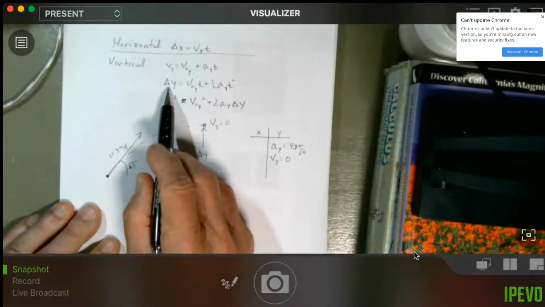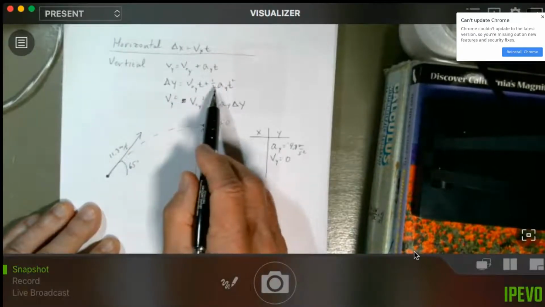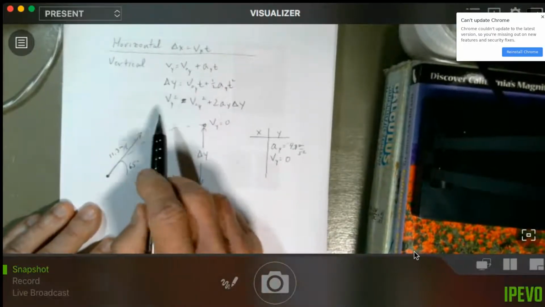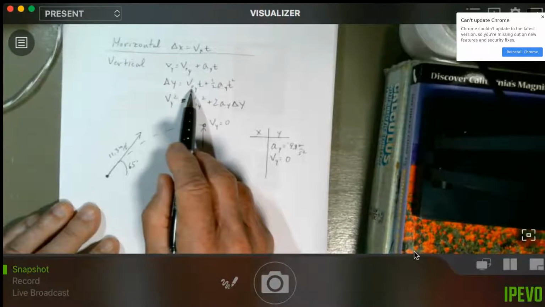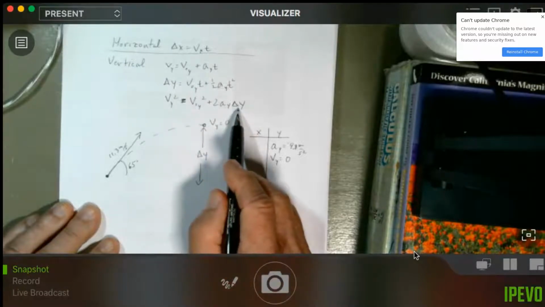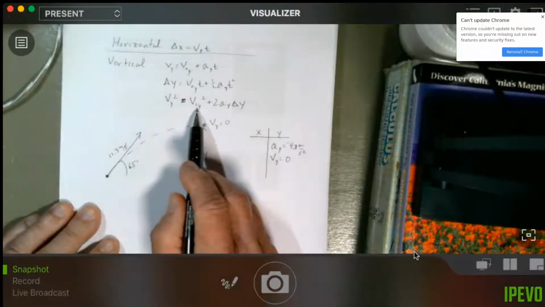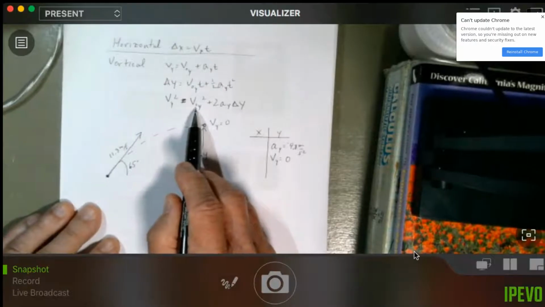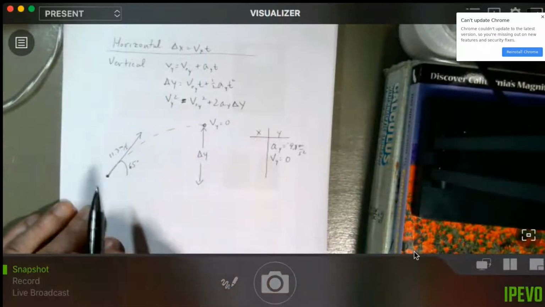We could use this equation here if we knew the time that it was in the air and the vertical velocity initially, or we could use this one if we knew just the vertical velocity initially. So let's do it the easier way and find this delta y with this last equation.